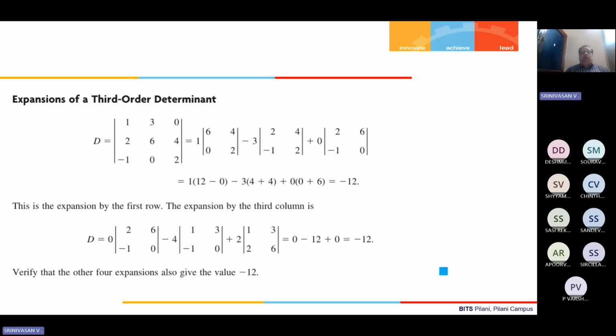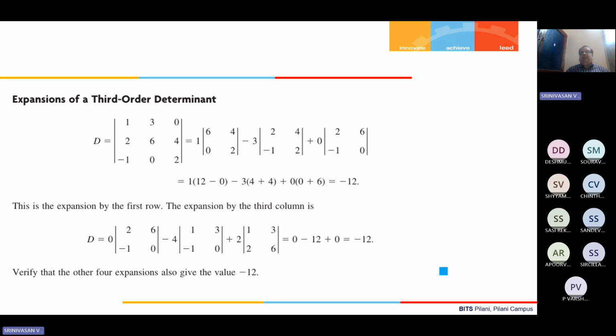Plus 0 into, better you write it. You know very well, 0 multiplied by anything is going to be 0, but still you write the minor. 0 into, what is remaining then? This is the corresponding row and column deleted. So you are left with a 2 by 2 determinant 2, 6, minus 1, 0. So once this is done, you go for expansion or simplification. You know how to expand a 2 by 2 determinant. It is the product of the principal diagonal elements. Again, here also it is plus of the product, plus 12.